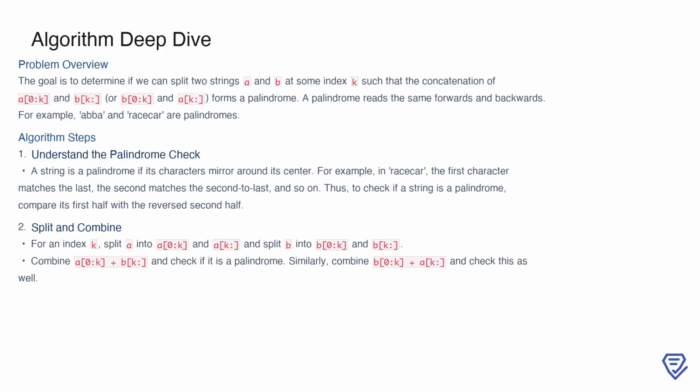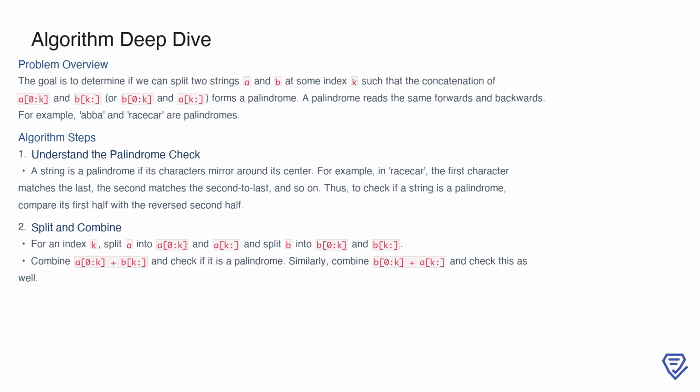The process begins with understanding how to check if a string is a palindrome. A string is palindromic if its characters symmetrically mirror around the center. For instance, in Recursion, the first character matches the last, the second matches the second to last, and so on. To verify this, we can compare the string's first half with the reversed second half.